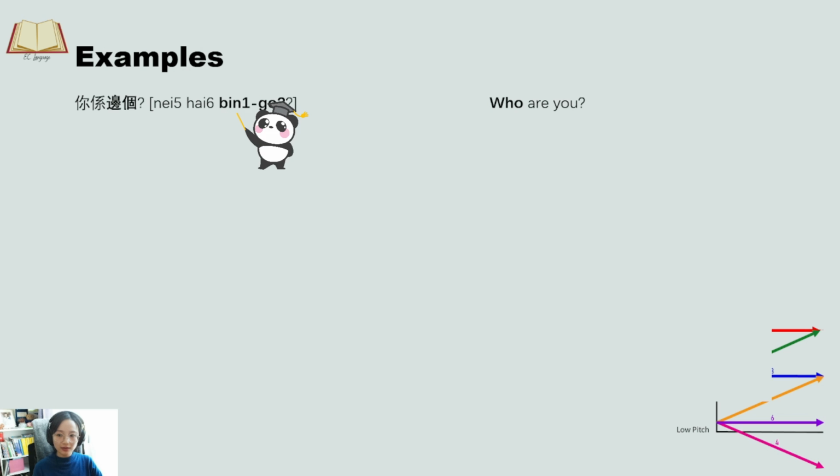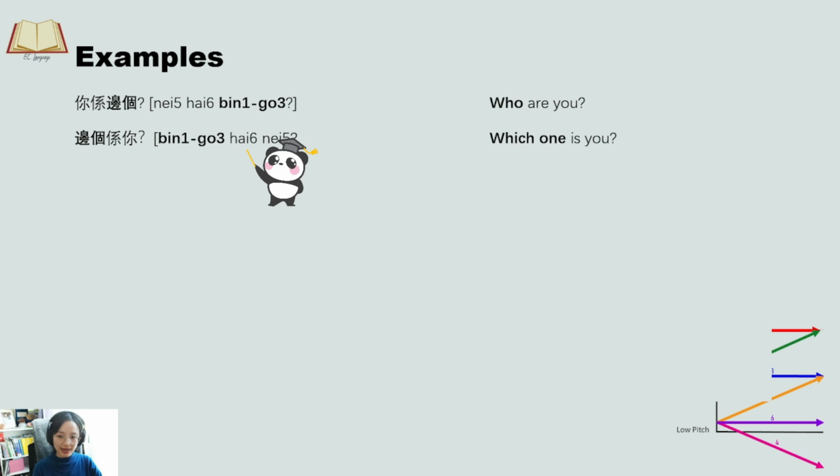你係邊個？ Who are you? 邊個係你？ Which one is you? Now, like I said just now, 邊個 is quite special because if you put it at the end of a question, it means who. But if you use it as a subject, placing it at the start of your question, it means which one.